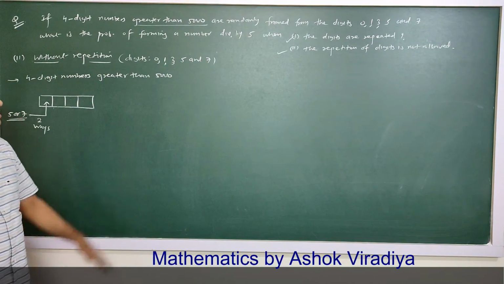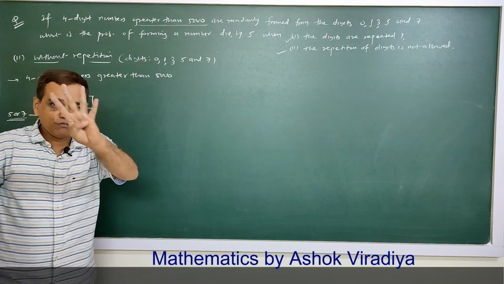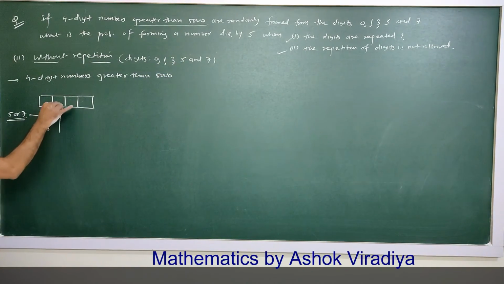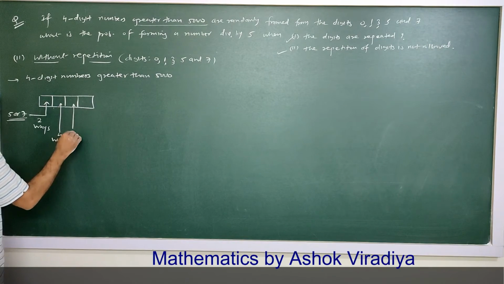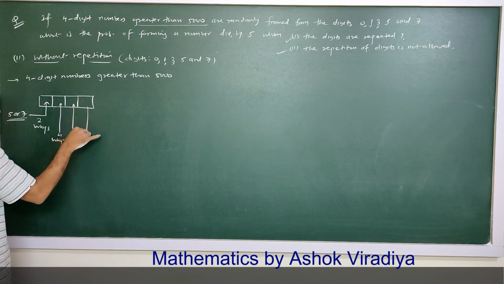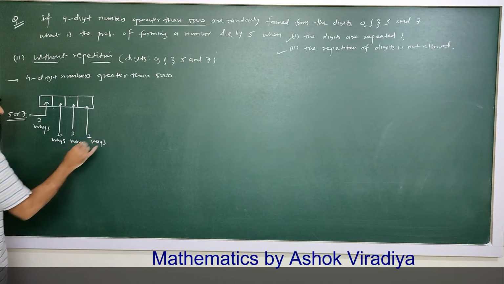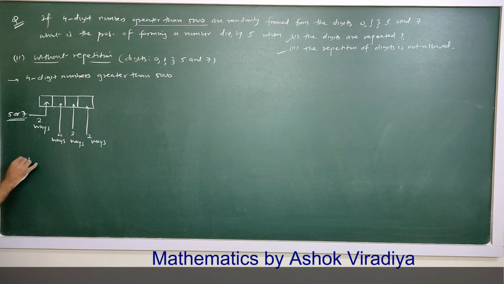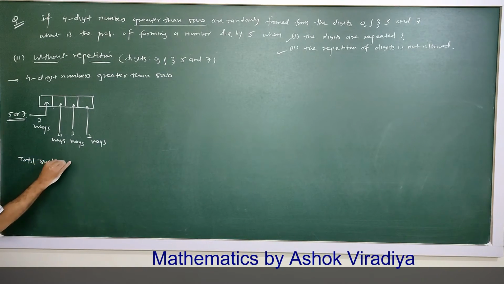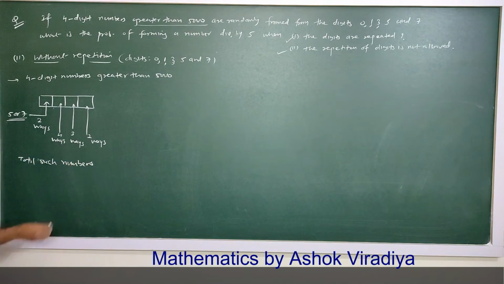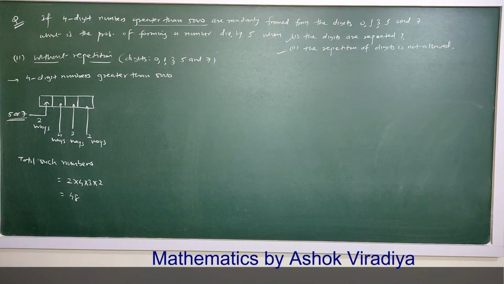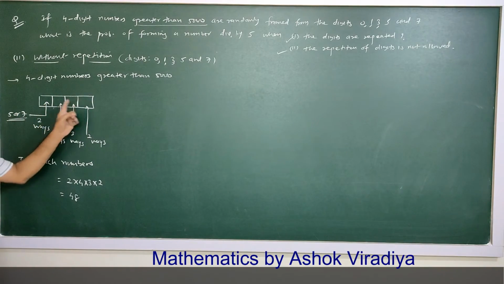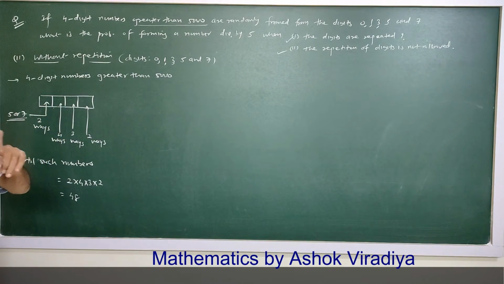Now how many are left? So out of 5 digits, 4 digits are left. So this place can be filled up by 4 ways. Then 3 digits are left. This can be by 3 ways, and then this can be by 2 ways. So total number of such numbers is 2 into 4 into 3 into 2. So there are such 48 numbers. Now see here, this is without repetition. So in this case 5000 is not included.